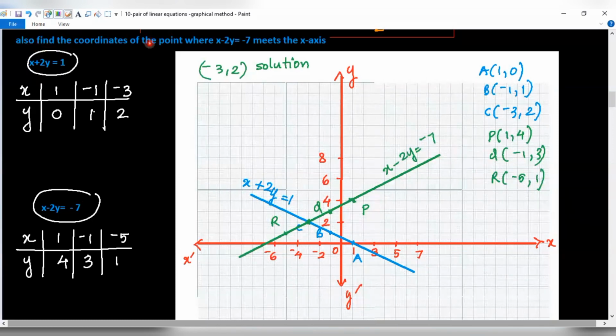We also find the coordinates of the point where x minus 2y equals -7. See, this green colored line meets the x-axis. This is the point where it meets the x-axis, right? So, this is actually which point? This is -7, right? So it meets at x equals -7 is the meeting point on x-axis.